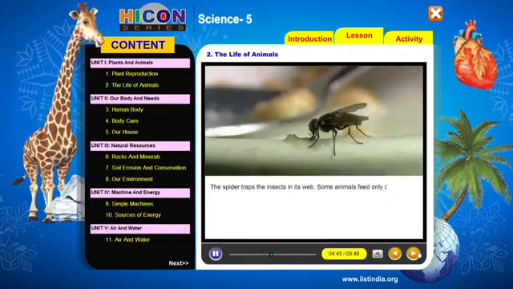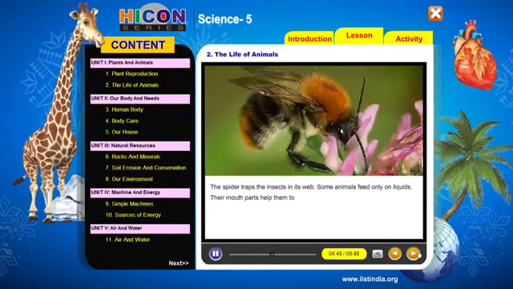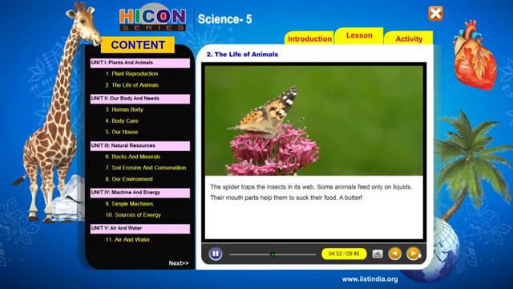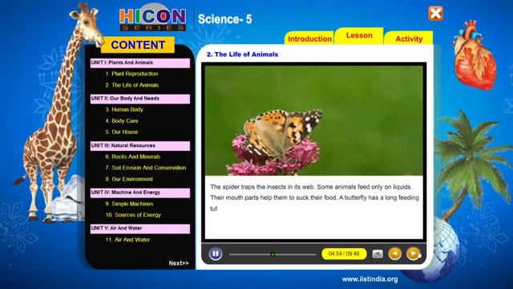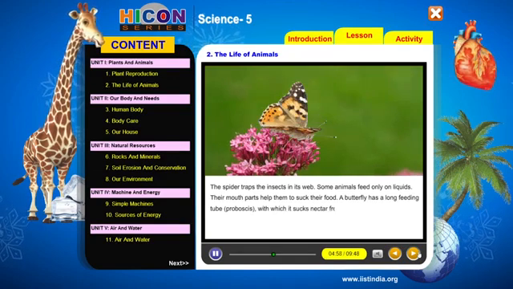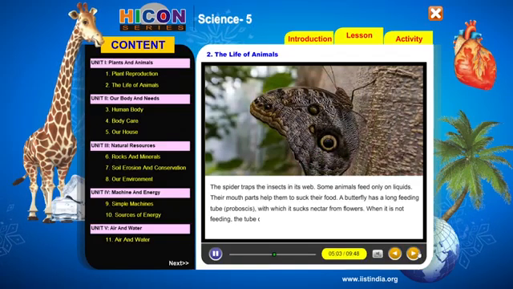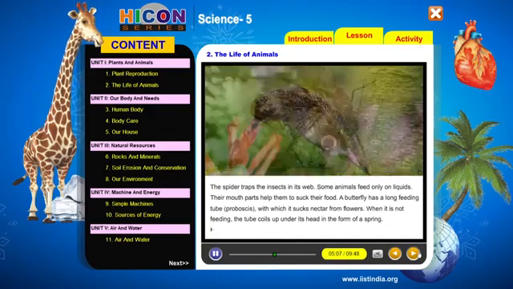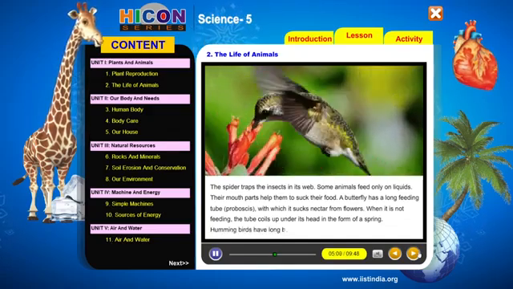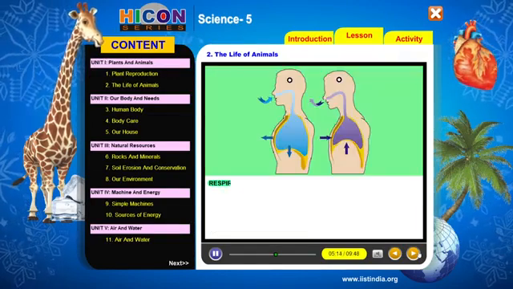Some animals feed only on liquids. Their mouth parts help them to suck their food. A butterfly has a long feeding tube, proboscis, with which it sucks nectar from flowers. When it is not feeding, the tube coils up under its head in the form of a spring. Hummingbirds have long beaks to suck nectar from flowers.